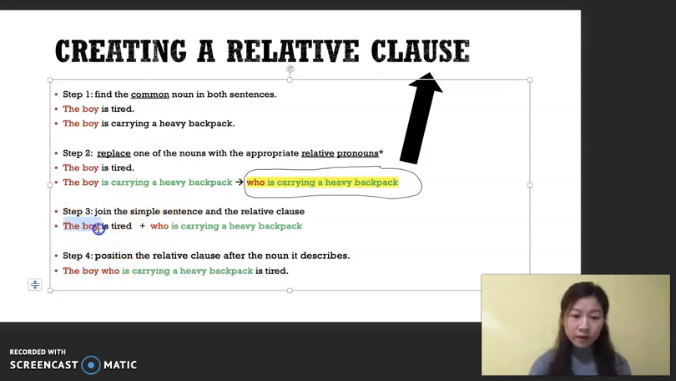So we have the boy, and we plug this whole relative clause in here, the boy who is carrying a heavy backpack, and we finish off the sentence with is tired. Now let's read this combined sentence. The boy who's carrying a heavy backpack is tired. That is quite some sentence, but much better than the boy is tired. The boy is carrying a heavy backpack.